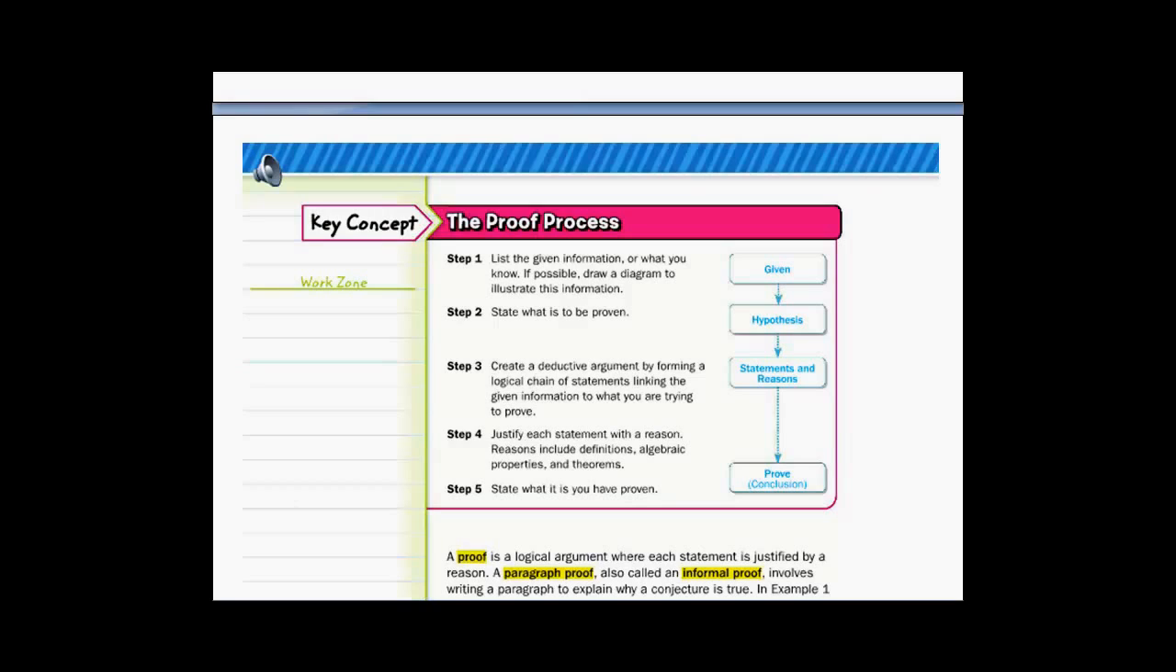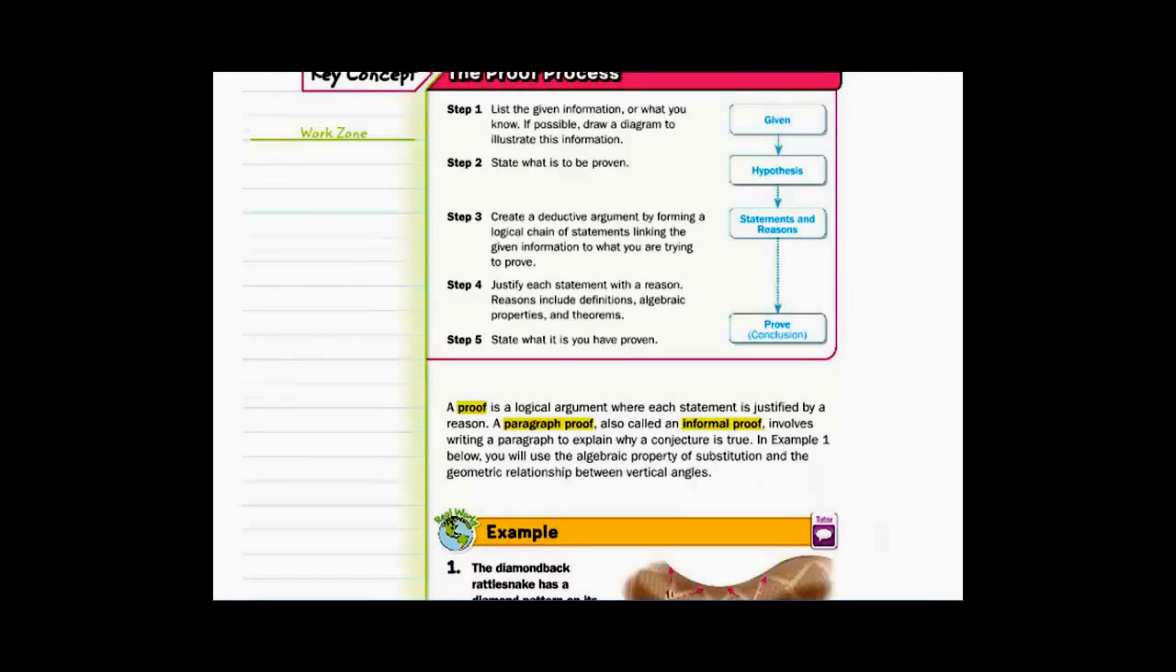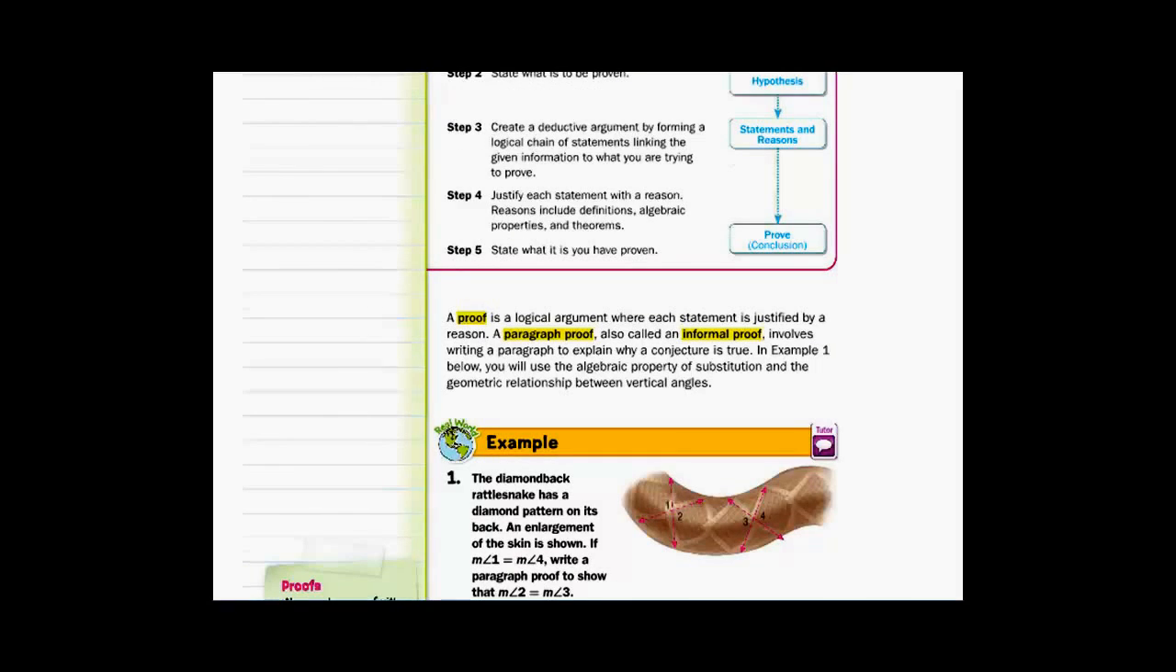So there are two different kinds of proofs. The first one that they talk about is called a paragraph proof. A paragraph proof is more informal. It's just where you write sentences to state your reasoning. So it involves writing a paragraph to explain why a conjecture, a theory, a thought is true. In example 1 below, you will use the algebraic property of substitution, which is just putting something in something else's place, and the geometric relationship between vertical angles.